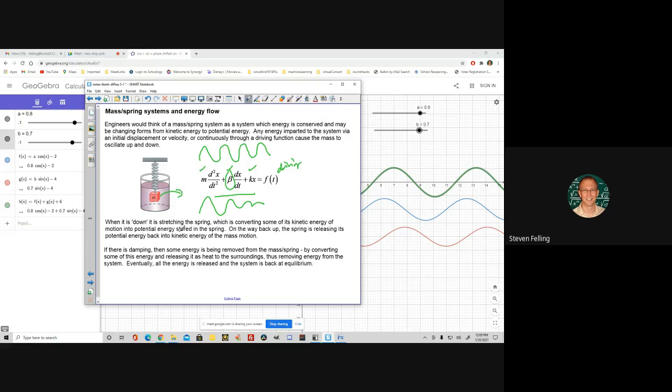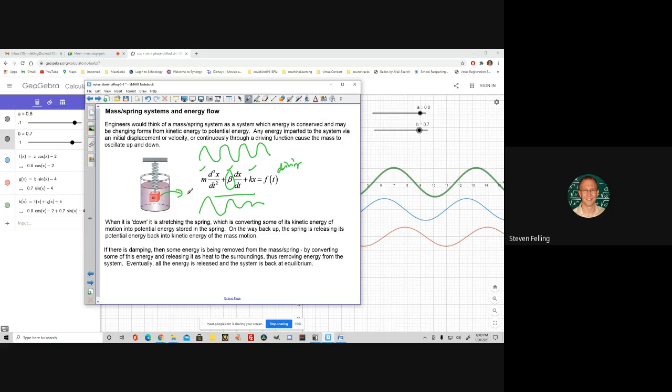All right, if you think about it this way, when we pull the mass down, that means we've converted some of the kinetic energy of motion into potential energy that's stored in the spring. Right? And then when the spring pulls it back, it's converting some of its potential energy stored in the spring back into kinetic energy, because engineers and physicists model things in terms of flows of energy.